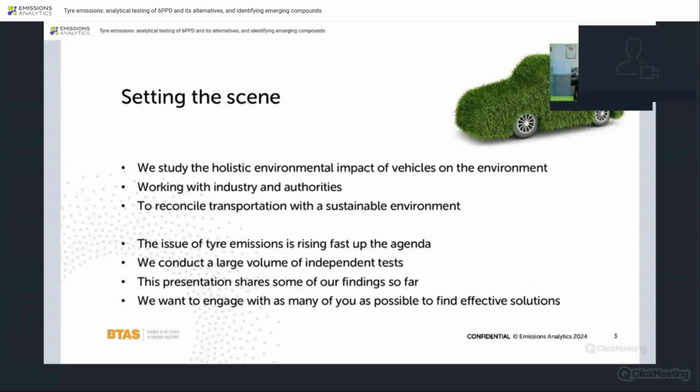It's rising fast up the agenda. We've already conducted a large volume of tests, and we want to share those with you. And crucially as well, we'd like to engage with all of you. This is a challenging topic, and finding effective solutions, both addressing the problem at source, but also mitigating the effects in the environment, is of pressing need, and we'd like to work with any of you to help forward that cause.